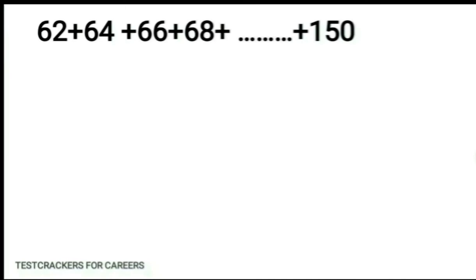Now let's see another example. Here we need to find the sum of even numbers starting from 62 till 150. To find this, we can find the sum of even numbers from 1 till 150 and subtract the sum of even numbers from 1 till 60. That is the even number before 62.